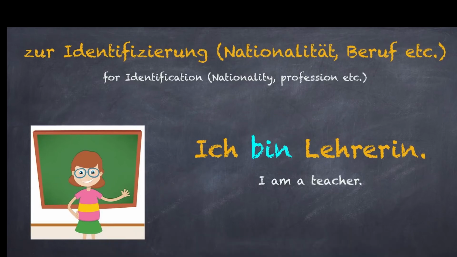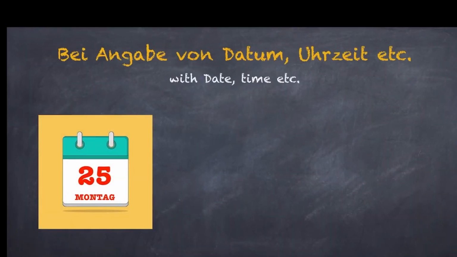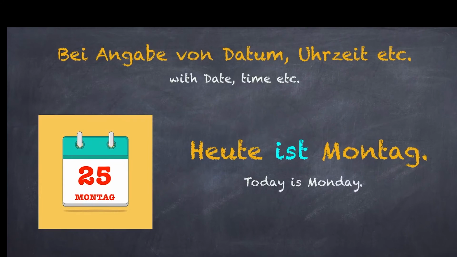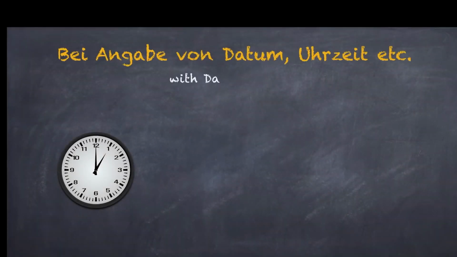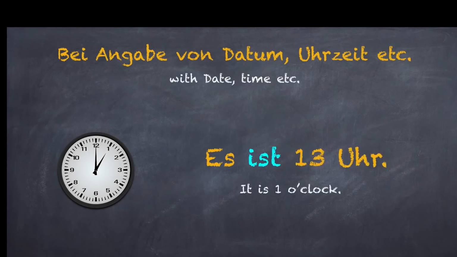With time, you will get a feeling of when to use which verb. You don't have to worry about it. Sein as verb is also used bei Angabe von Datum, Uhrzeit, etc. With dates, time, weight, costs, etc. you can use the verb sein. For example, heute ist Montag. Here's another example. Es ist 13 Uhr.